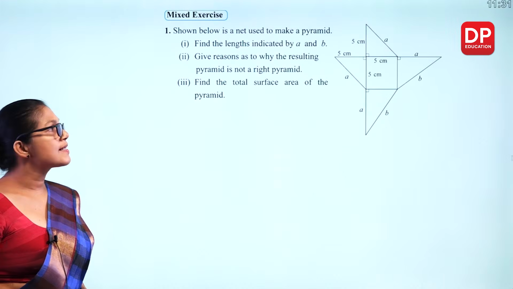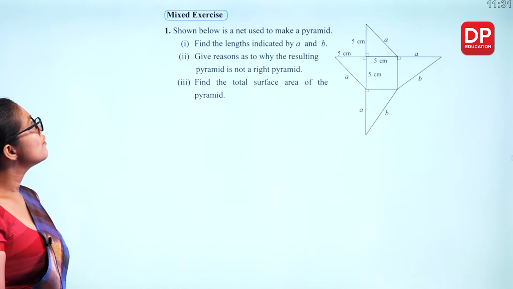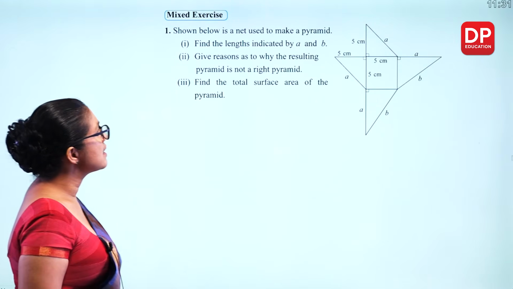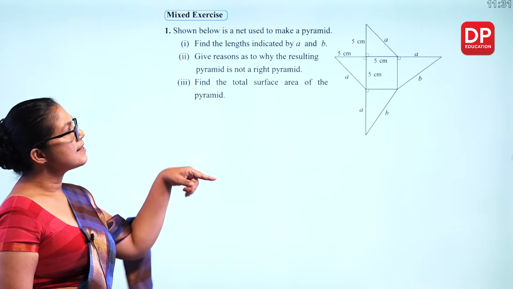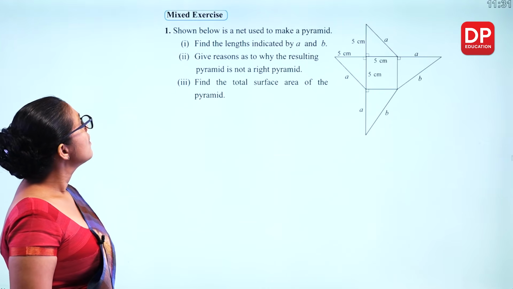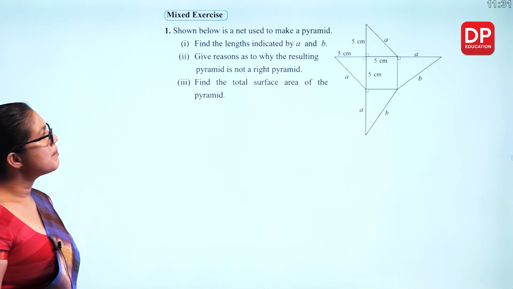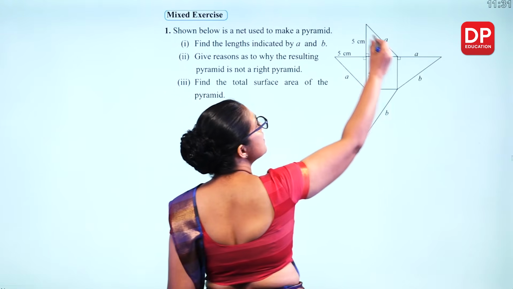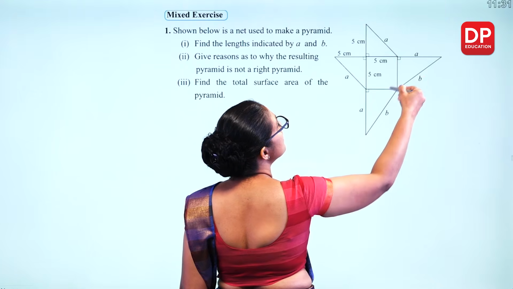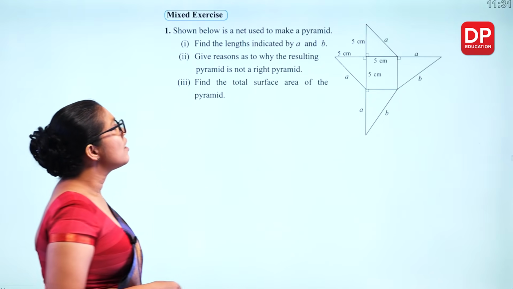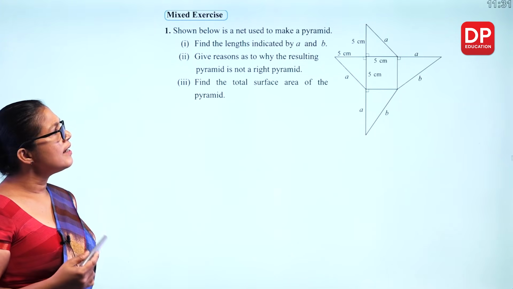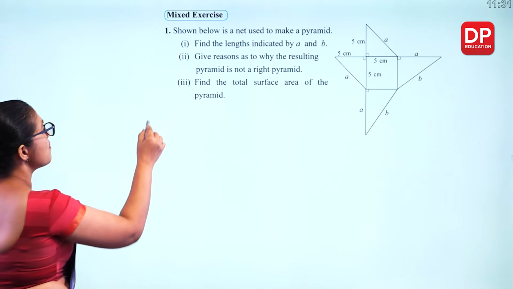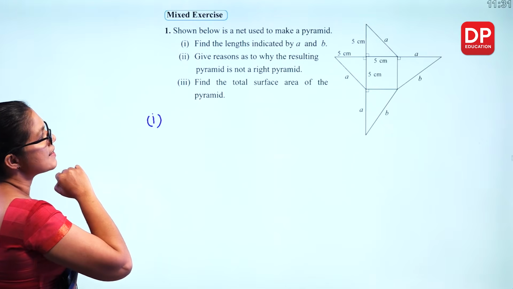Now we'll take the mixed exercise in your textbook. The first question says, shown below is a net used to make a pyramid. Here, can you see this base is a square? Find the lengths indicated by A and B. A is this length, B is this length. So how can we find the lengths? Here these are right angle triangles, so you can use Pythagoras theorem to find the lengths.